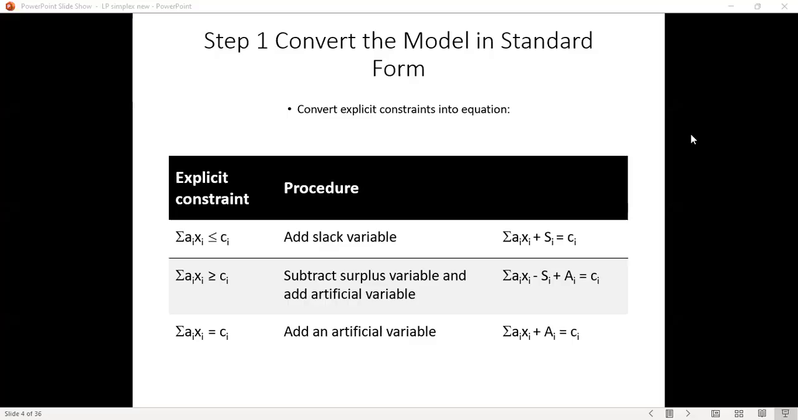In the first step, in converting the LP model into standard form, we apply the following rules. If it's a less than or equal to explicit constraint, you convert that constraint into an equation by adding a slack variable, the S sub i. If it's a greater than or equal to constraint, what you will do is subtract a slack variable, or surplus variable, and add an artificial variable. The symbol for the slack and the surplus are the same, we use S. And if it's an equality constraint, you still need to add an artificial variable. So you add an A sub i to the left side.